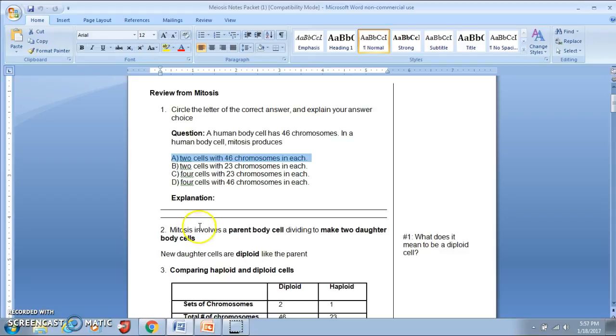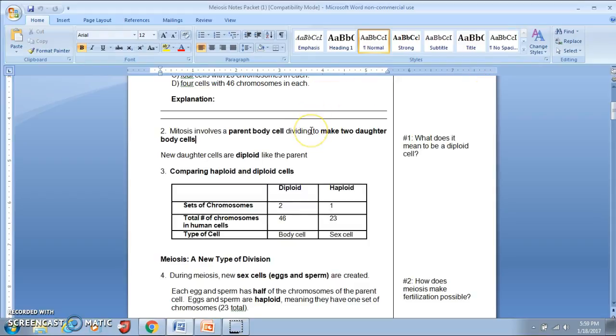And if you want to provide an explanation for how we end up with 46 chromosomes in each daughter cell, you might say something along the lines of when the chromatids are split during anaphase, they are then considered full daughter chromosomes. We also did an assignment called the mitosis and chromosome number assignment, and if you look over that, that might help you understand better as well.